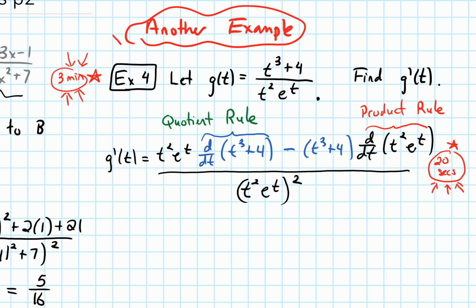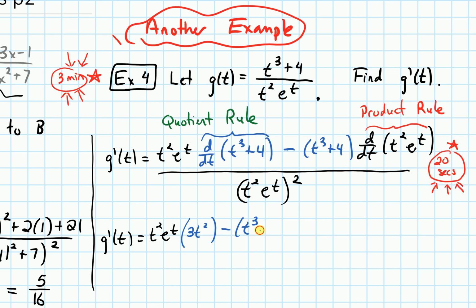Okay, so let's start to do this. I'm going to rewrite the beginning. So we have g prime of t equals t squared e to the t multiplied by the derivative of t cubed, which is 3t squared, and 4 is a constant, so its derivative is 0. And then we have minus, we still have that t cubed plus 4.